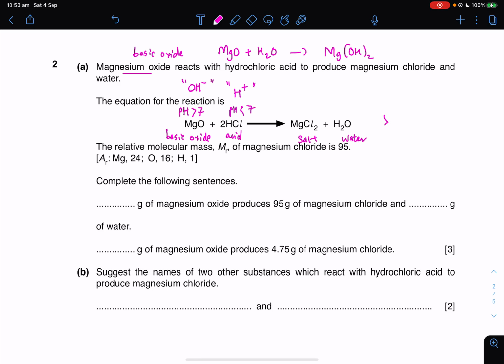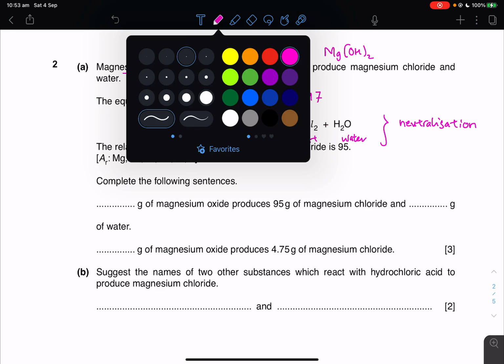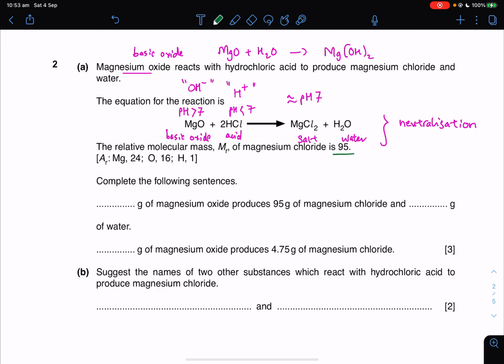This one, just like question 1, is one of the general reactions that year 9 students have learned. It's called neutralization, and your overall pH is around 7. Well, give or take. Of course, I know that that's not entirely true, but give or take, this is neutralization here. This question is not about acid-base reactions. It's about the reacting masses.